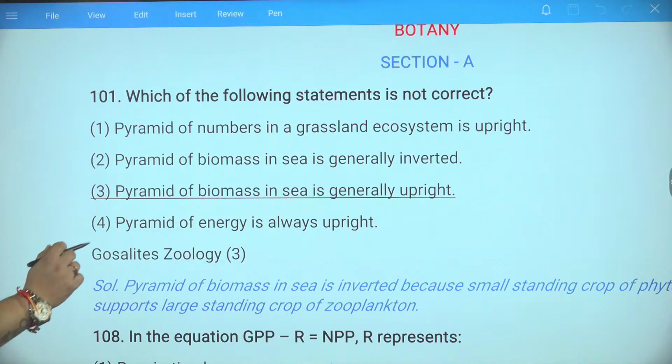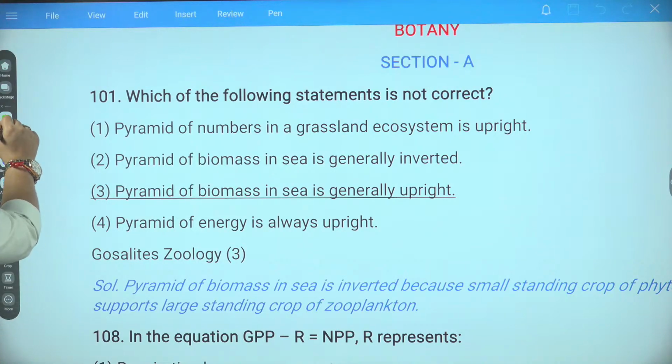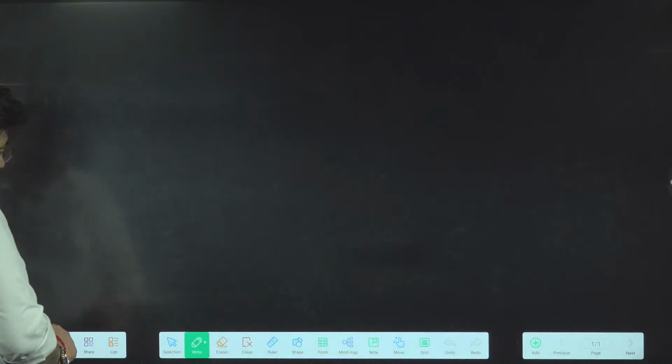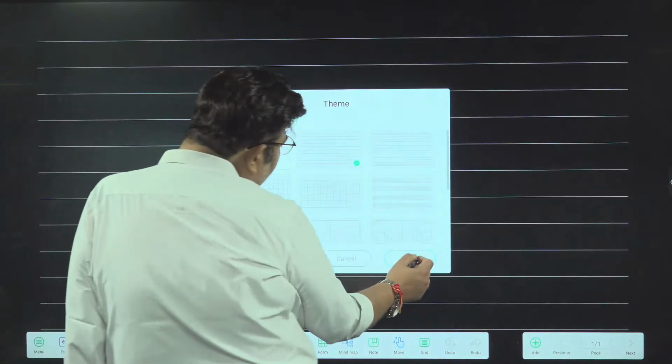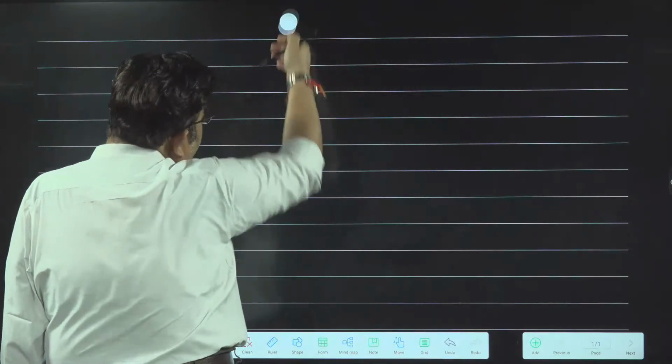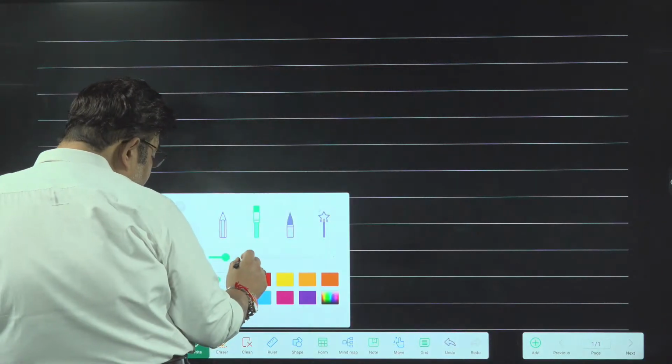And this is about the pyramids, okay? The ecological pyramids, also called Eltonian pyramids. Three types of pyramids are known to us, right? Let us recall how many of you remember.